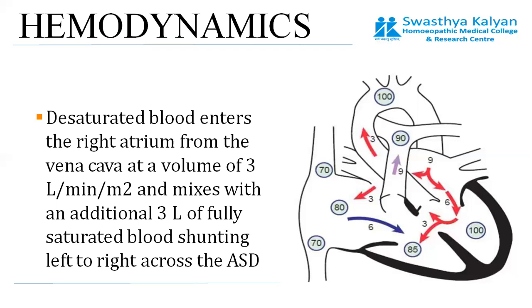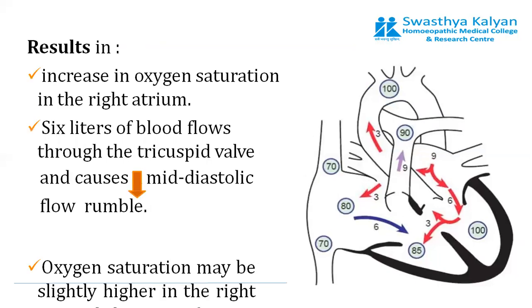So if there is an opening between both the atria, whatever blood is coming on the left side will also travel to the right side, which will result in an increase in the oxygen saturation of the right atrium. That means the blood which was supposed to be deoxygenated in the right atrium now has extra blood coming to the right side which is oxygenated. So the overall saturation level of that blood will increase. Now the right side will have 6 liters of blood. This is not one stroke volume. We are talking about the overall scenario in a minute.